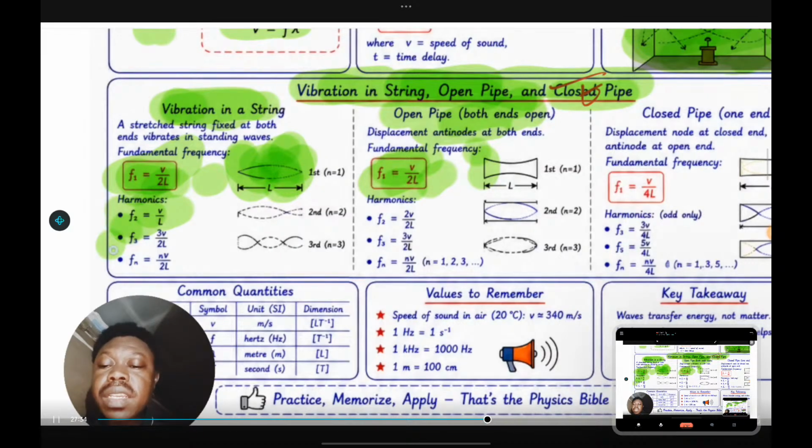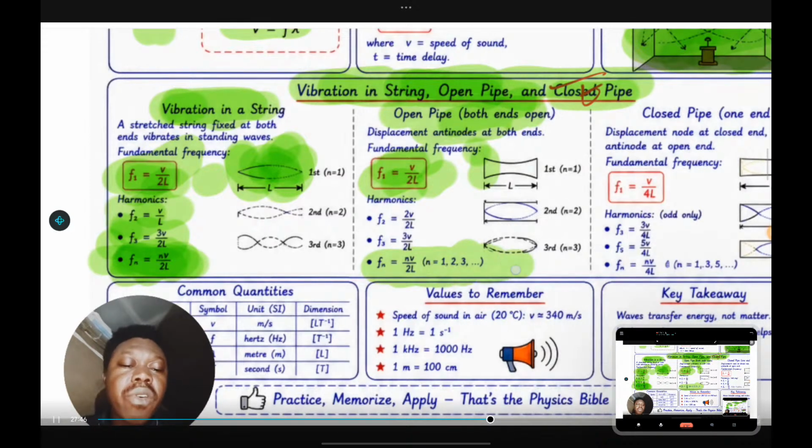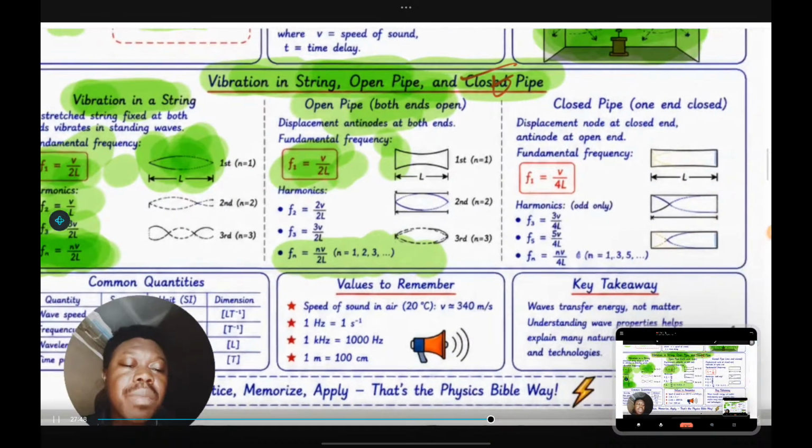I don't know if you're getting this. Then we have F3, we have Fn, as many as possible. You keep on changing this general formula. This is your general formula, where your n equals 1, 2, 3, 4, 5, and the rest. Please take note of all this general formula.